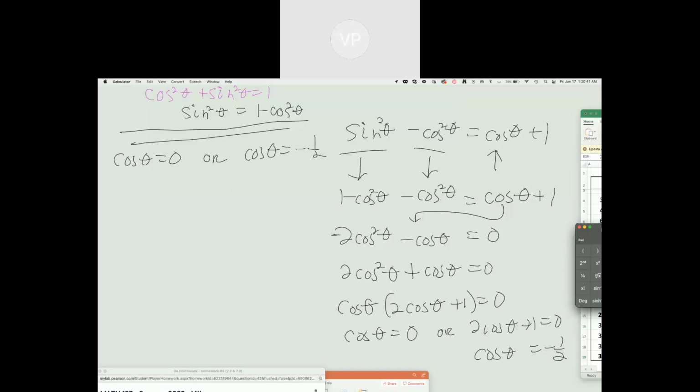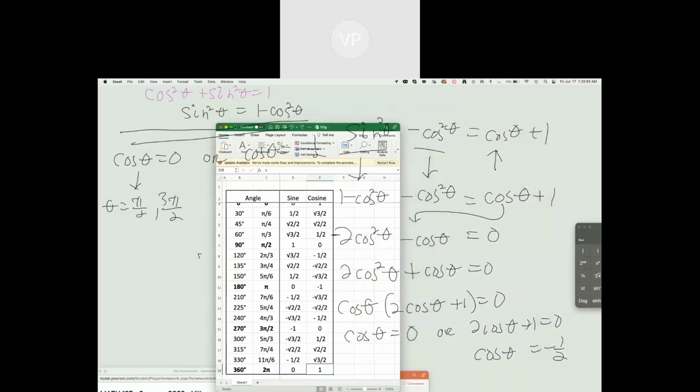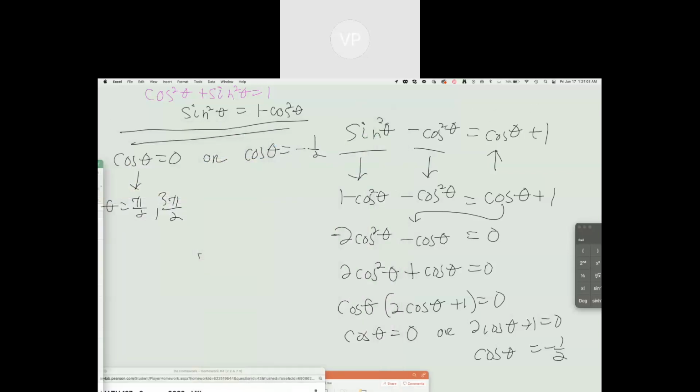Now be aware, you don't want to accidentally pick where cosine is positive 1/2. You've got to make sure you get the right ones. So from right here, I know theta is pi over 2 and 3 pi over 2. That's it. That's the two places that cosine is 0. You want to check? Look at your table. Look at mine. Cosine is 0 at pi over 2. Cosine is 0 at 3 pi over 2. So we have those two solutions for that equation.